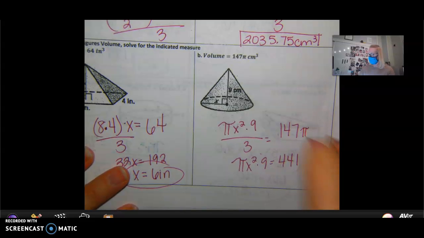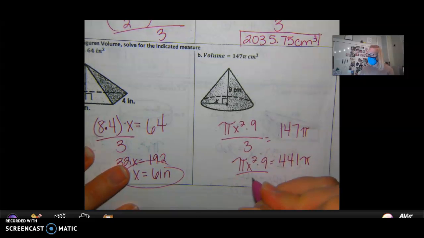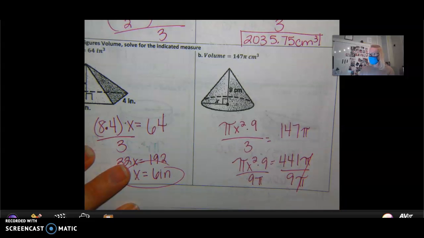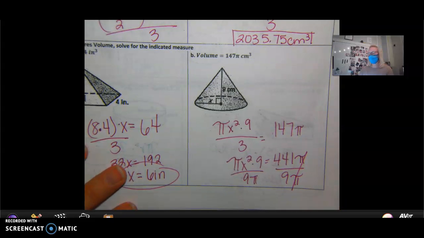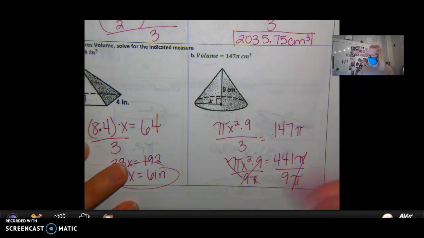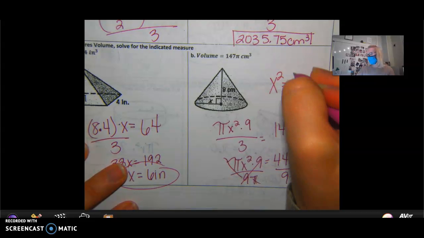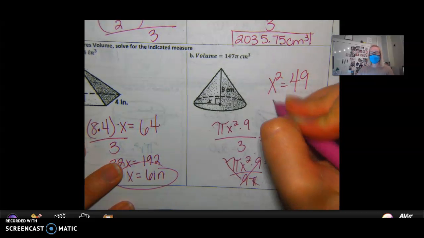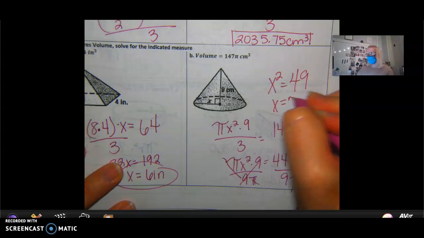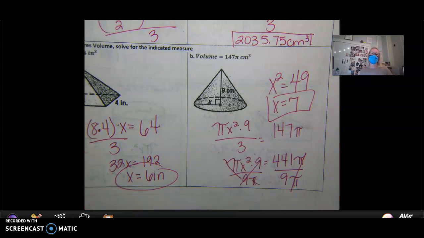Yep. So that's 441 pi. Divided by 9 pi. Pi's cancel. What's 441 divided by 9? Oh, awesome. They gave us an easy number. X squared equals 49, so what does x equal? And positive 7 only, because the negative 7 doesn't make sense as an answer. Are we okay with this, guys?